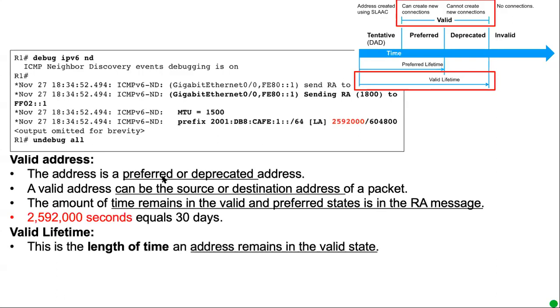Okay, so this is the amount of time, once it gets past the duplicate address detection, that it remains in a valid state. That means it can create new connections, and it can still be used. We'll talk about this deprecated state, and the difference between preferred and deprecated, in a moment. But this is all considered valid lifetime.